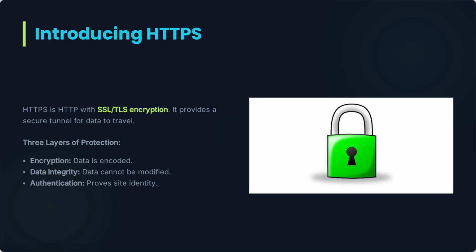Introducing HTTPS. HTTPS is essentially HTTP wrapped in a protective layer called SSL or TLS. It provides three main pillars of protection. Encryption, which scrambles data so only the intended recipient can read it. Data integrity, which ensures the message wasn't tampered with during transit. And authentication, which proves the website you are visiting is actually the legitimate site and not a fake phishing version.